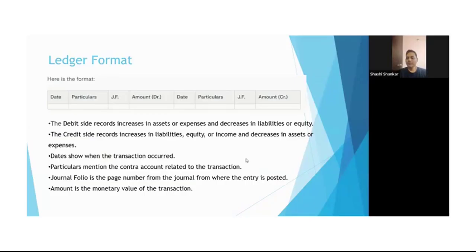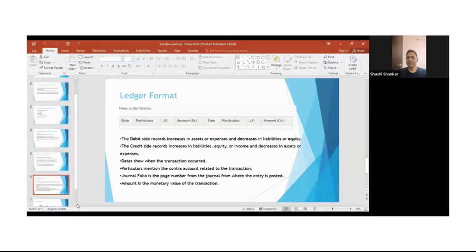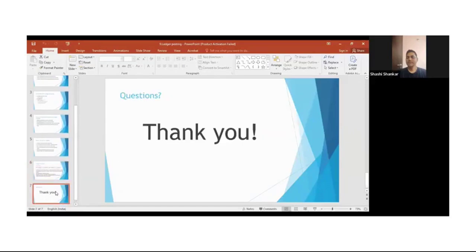So I think that's it. Just to summarize, ledgers are prepared on the basis of the transactions recorded in the journal, and on the basis of these transactions, the debit and credit sides of each account are posted into the ledger. So that's all for today's session.